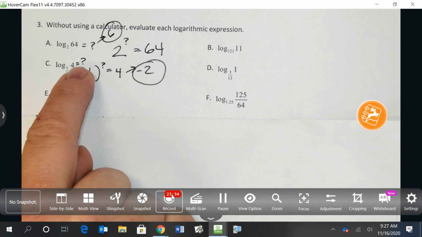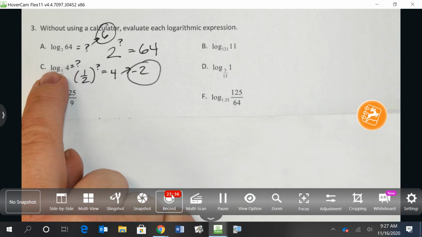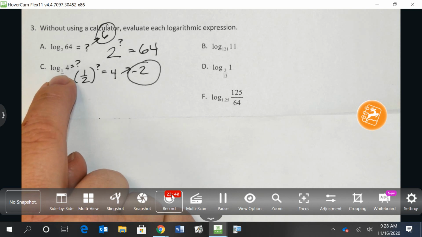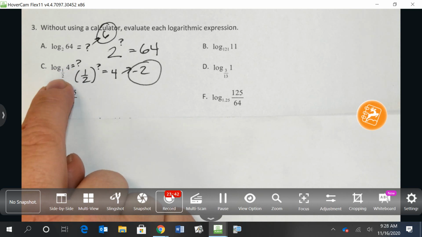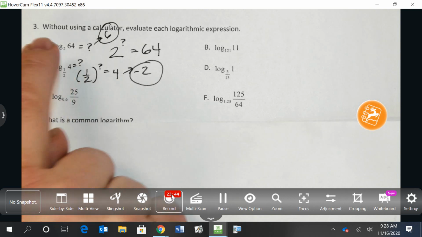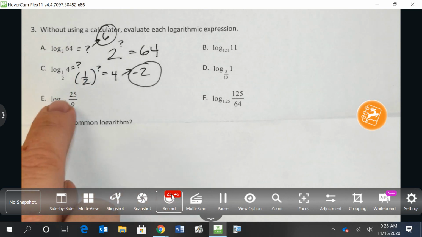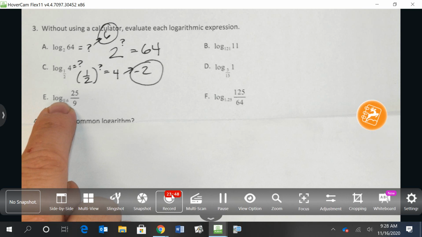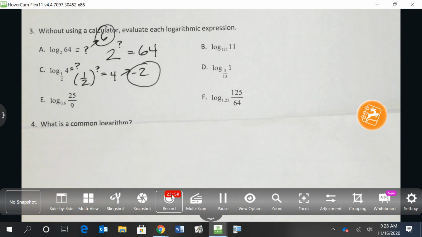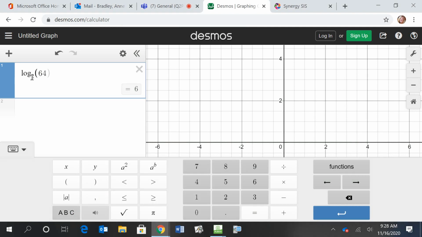1/2 or 0.5 and 4. This is read log base 0.5 of 4. Log base 1/2 of 4. Log base 2 of 64. Log base 0.6 of 25 over 9. Okay, so let's evaluate that. Again, I'm going to change this to a 1/2. Even easier to write is 0.5. And inside was 4. And we can see the answer is negative 2.